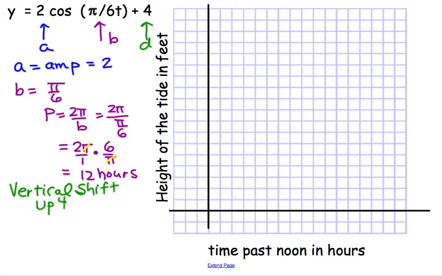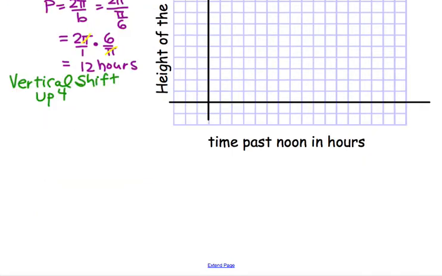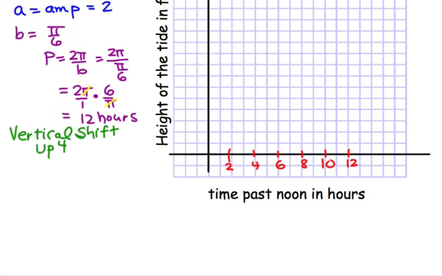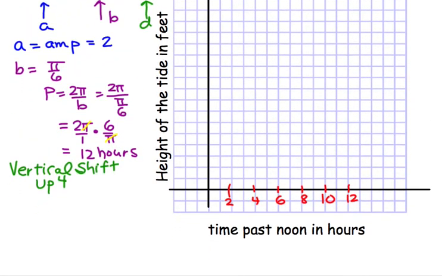All right, so we're going to go ahead and graph it. We have to get 12 hours down here. Here's 2, 4, 6, 8, 10, 12. Okay. Then we're going up 4 units. So I'll say this is 1 unit, 2 units, 3, 4, 5, 6.